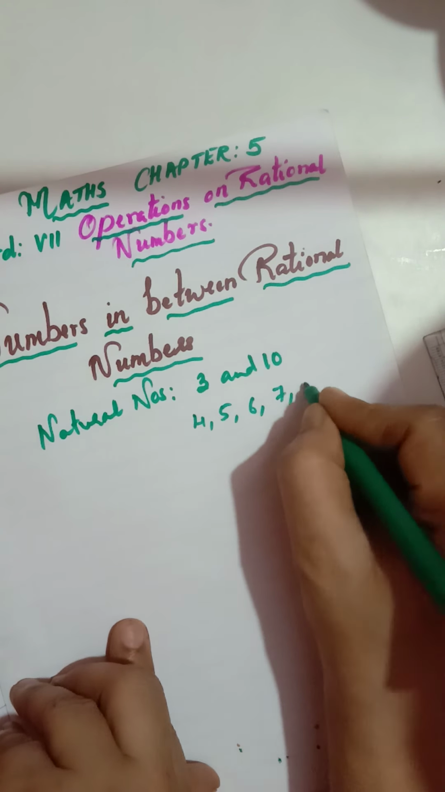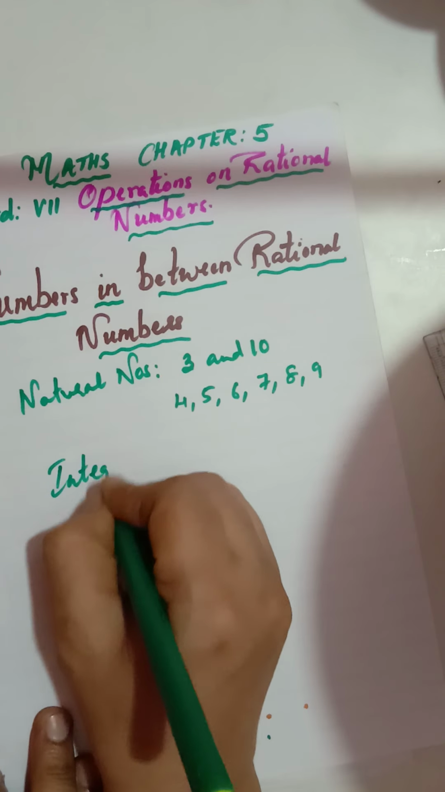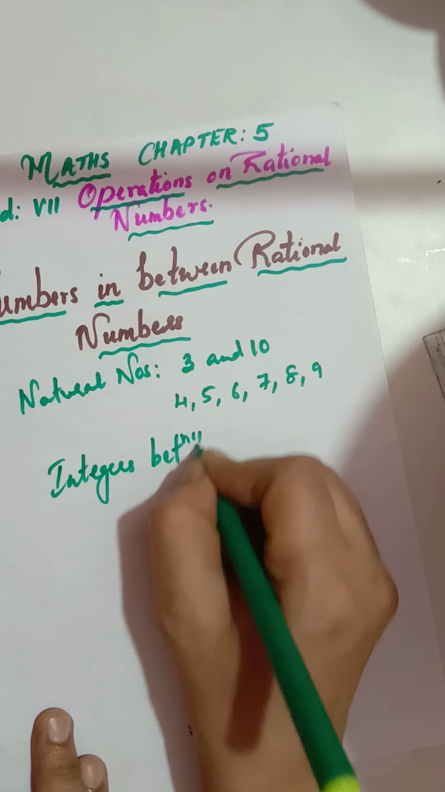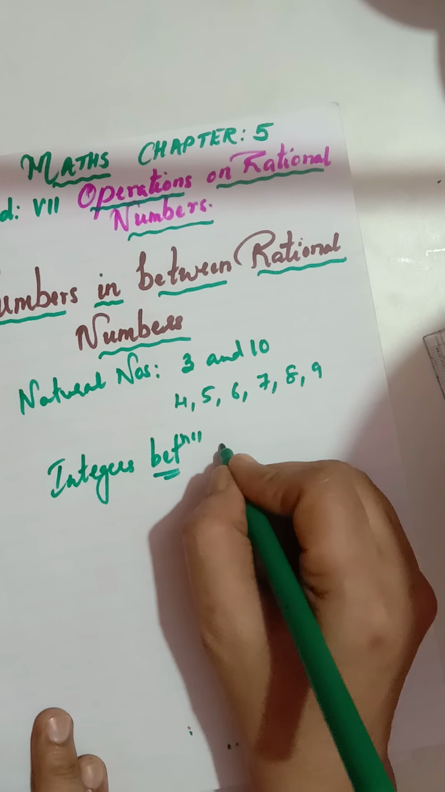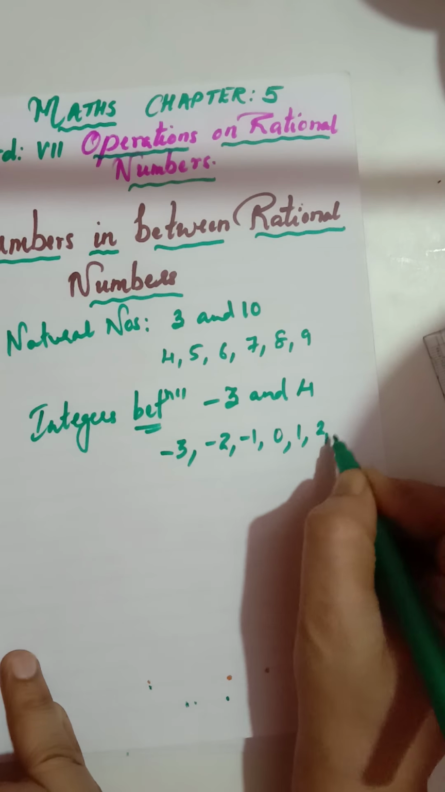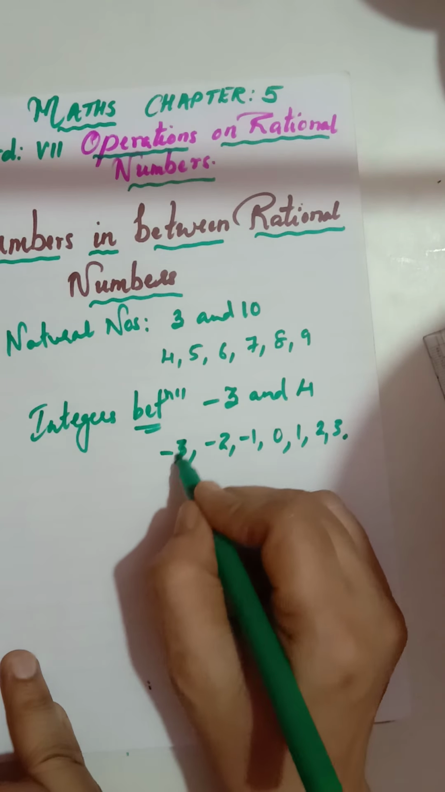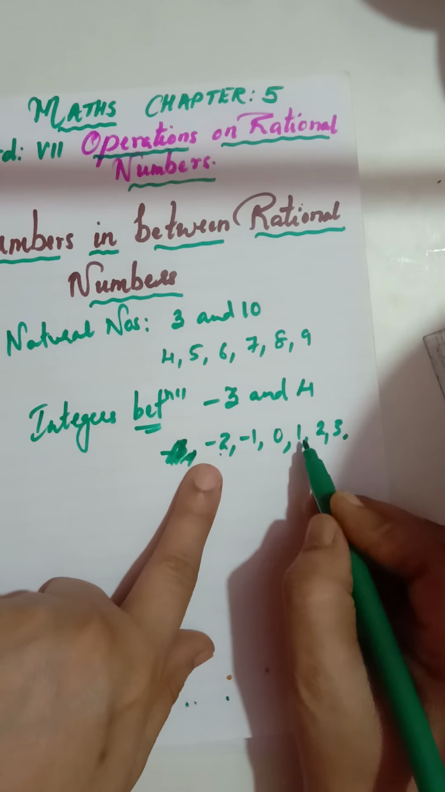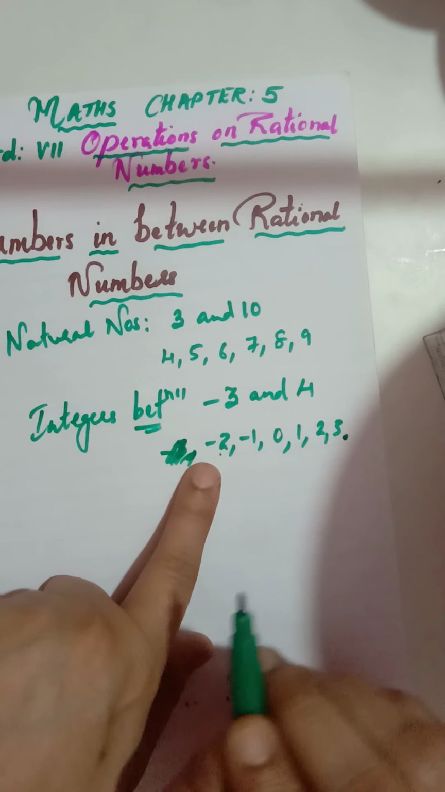If I am asking, write all the integers between minus 3 and 4, right? As we know on the number line, all the integers, so it will be what children? Minus 3 you are not taking because it is in between, so it starts from minus 2, minus 1, 0, 1, 2 and 3. It will stop at 3.